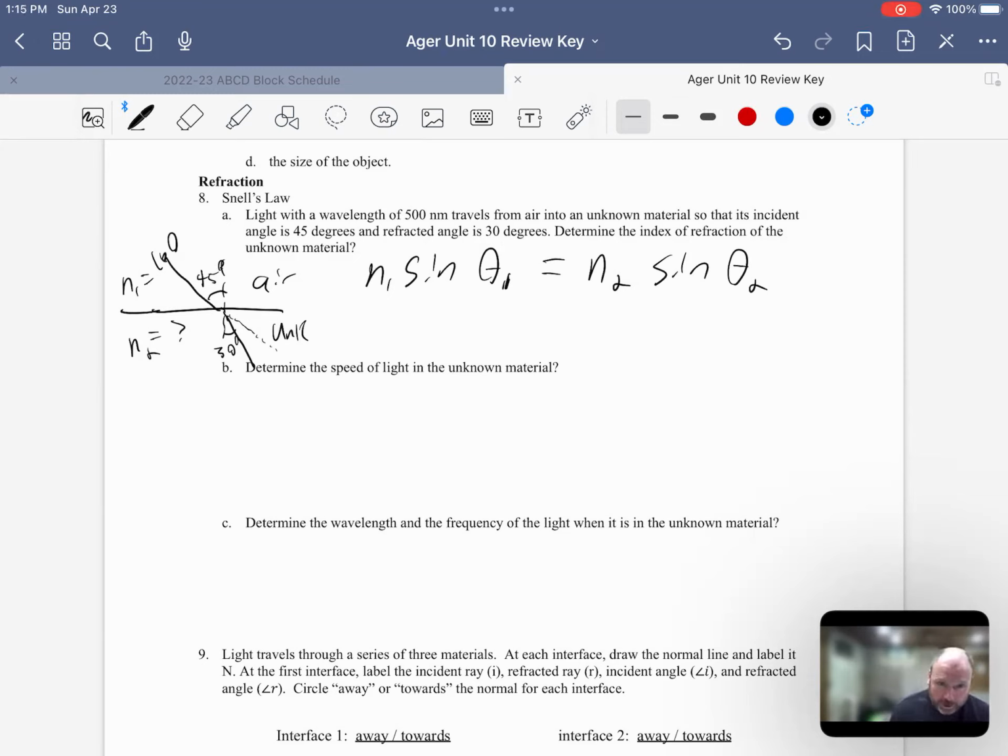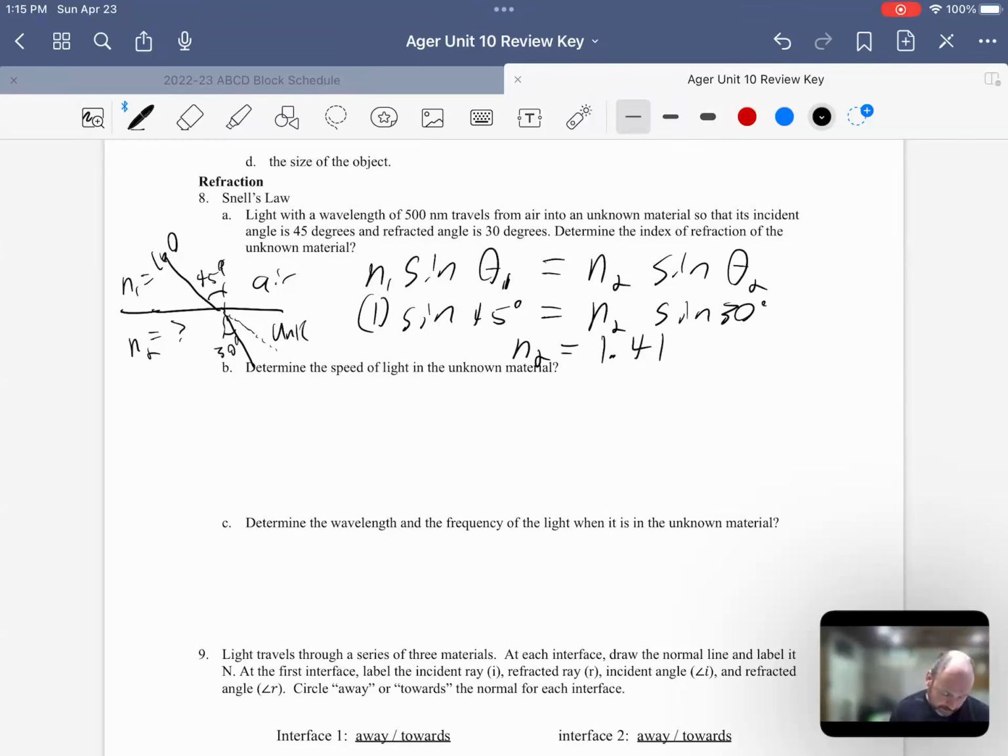So we can just plug in the values. N1 we're going to call air, so that's 1.00, times the sine of 45 degrees. That's going to equal our unknown N2 times the sine of 30 degrees. That's our equation there, and when you solve that out, we don't have to use the inverse sine here. We get N2 equals 1.41.